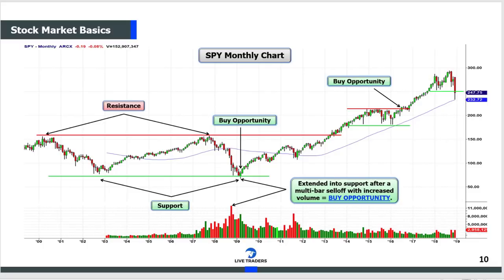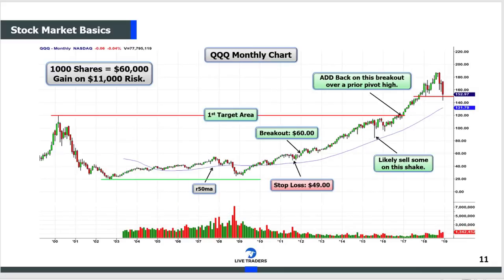Okay. So I don't want to spend too much time on this because I'll be here all day explaining these things. All right. Same thing here, guys. Here's a monthly chart of the Qs. Here's a great buy or a great breakout, by the way. It's $60. And you're going, wait a second. That's a $11 stop loss.